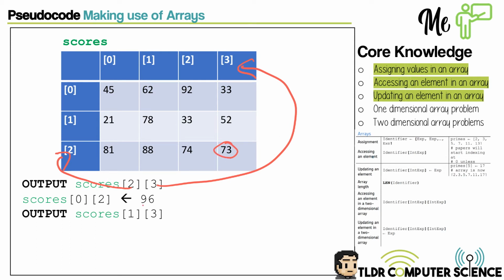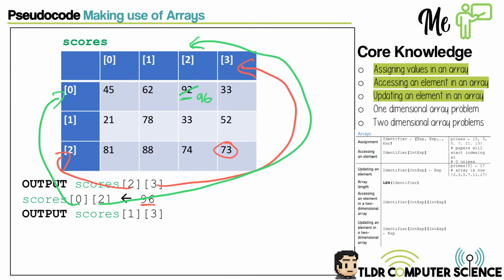How about this with this 96 thing here? Well, it says scores at 0, 2. Let's remember again, so 0 will mean it's going to go here, 2 means it's going to reference that one, so it's going to update this to 96. Finally, output scores 1 and 3. 1, that first value here, is going to reference the row. 3 is going to reference the column, and so it's going to give you that output.